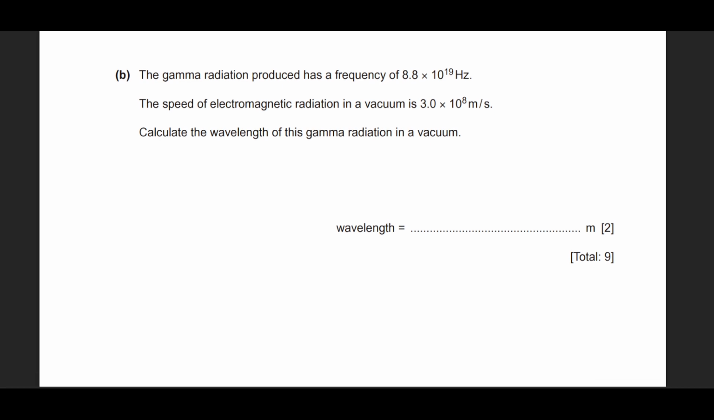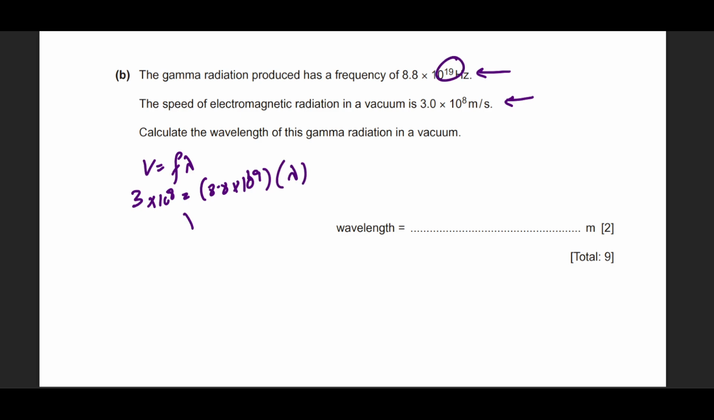A very easy question. It says we have the frequency and the speed of light, what's the wavelength? So we use v equals f lambda. This is 3 into 10 raised to power 8, the speed of light. f is 8.8 into 10 raised to power 19. Please make sure that you put in the right powers. Then we have the lambda. So lambda comes out as 3.4 into 10 raised to power minus 12, which is going to be written down over here.